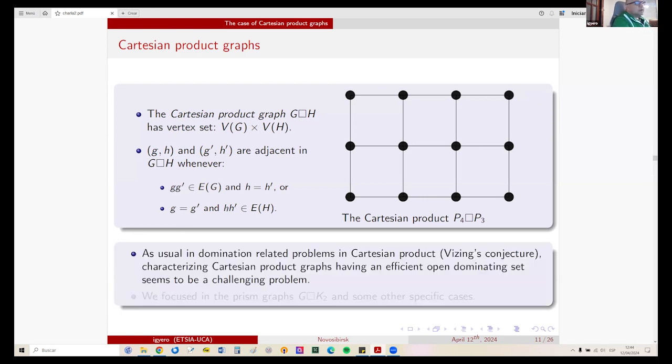So it was somehow suspected that the case of domination for the Cartesian product will not be easy. We, for instance, have the Vizing conjecture, which we know is very hard. It's a very open problem. So we focus then on the case of prisms, the Cartesian product of a graph with K2. And we will see that even in this case, it is already not that easy a task.